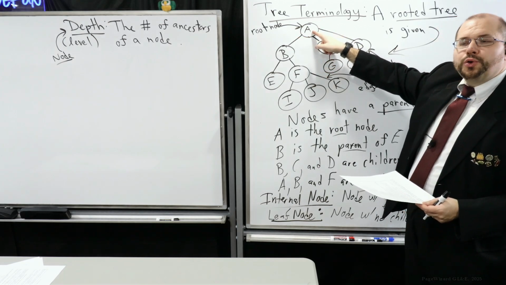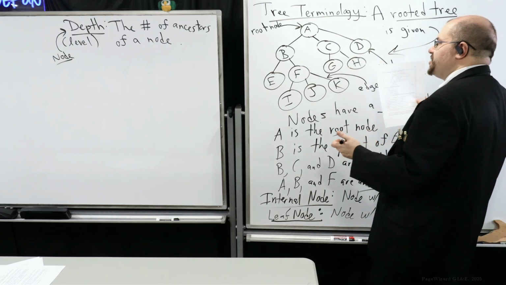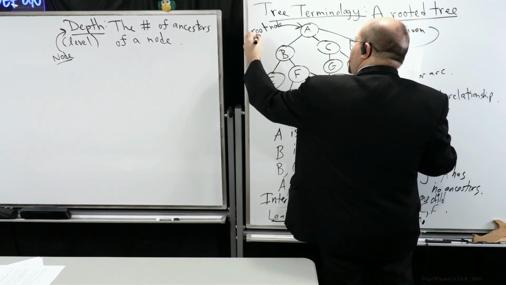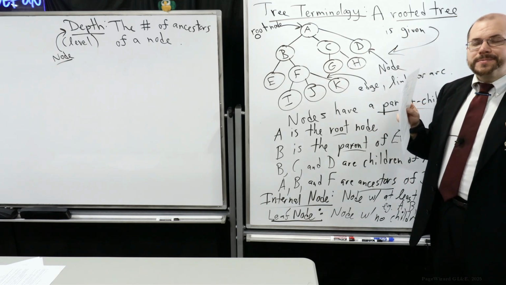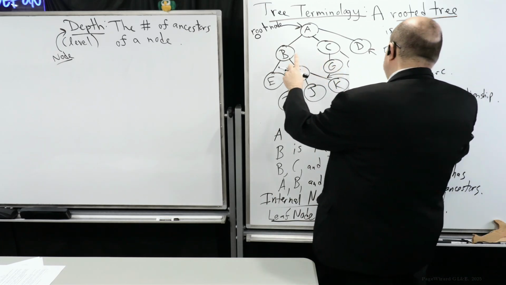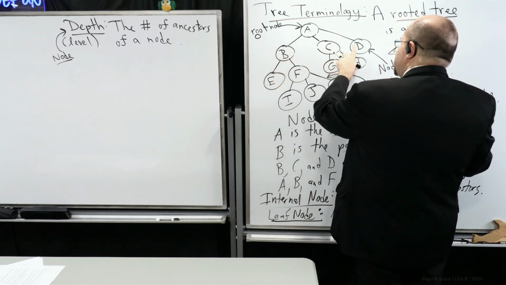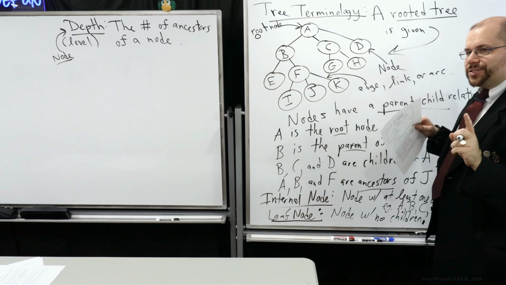So for example, the root. We already established it has no parent, hence it has no ancestor. We would agree that the level or depth of A is 0, right? Likewise, notice that B, C, and D all have one ancestor, right?